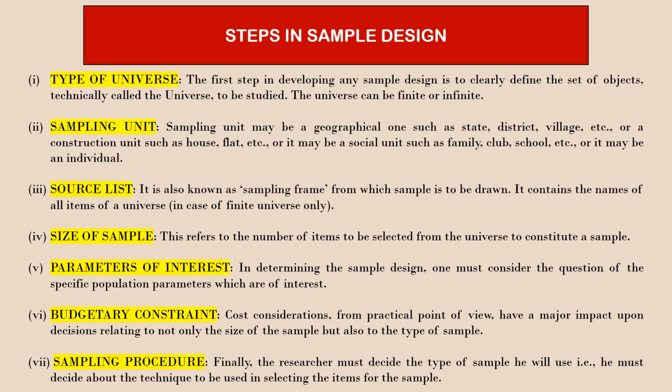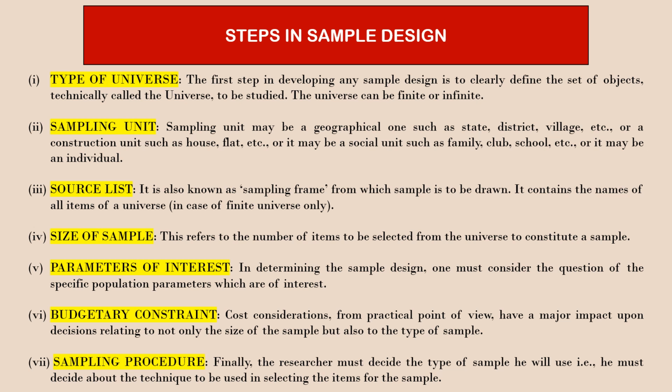Then is the source list. It is actually a frame or a list from where we are taking the sample. Like if the source list is not available, then the researcher has to prepare a new one on the basis of the availability. And next is the size of sample.